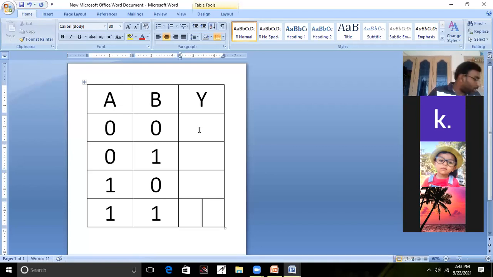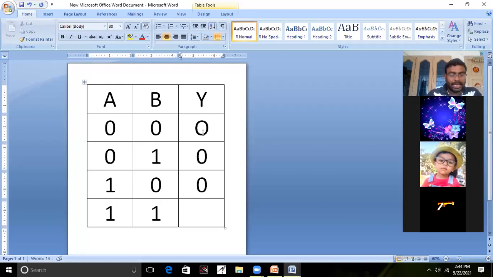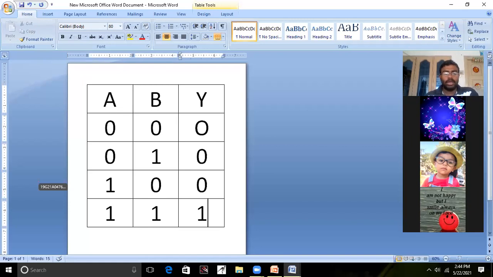Guys, now I'm talking about the AND gate. You already know that the AND gate is used for multiplication. Tell me, if you multiply the two inputs, what will be the output here? Zero, then zero, then zero, then the last one, one. So this is your AND gate, when A into B is taken.